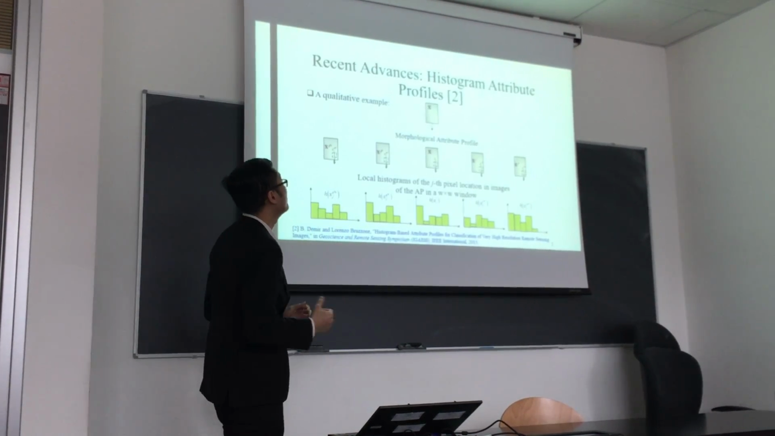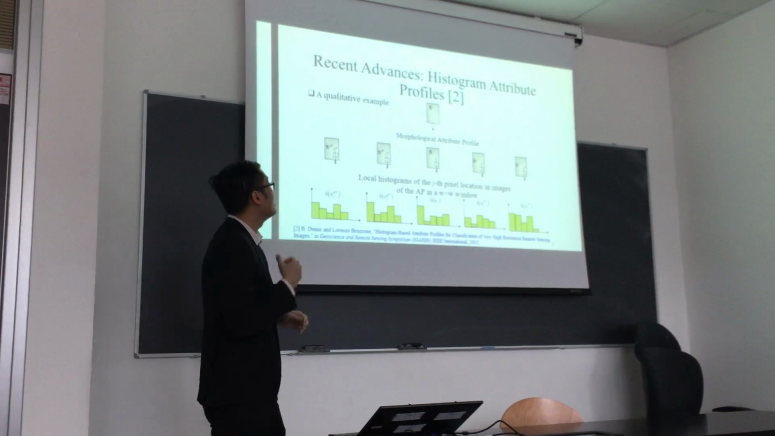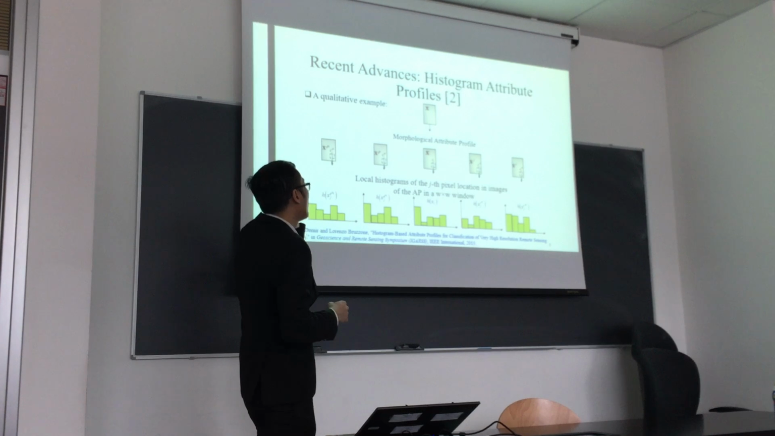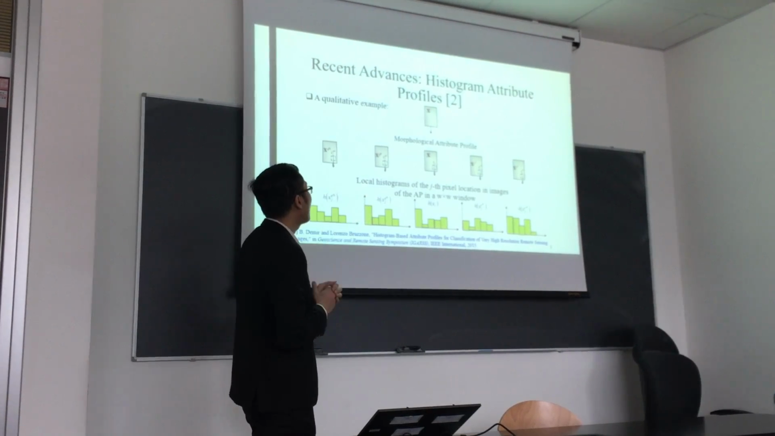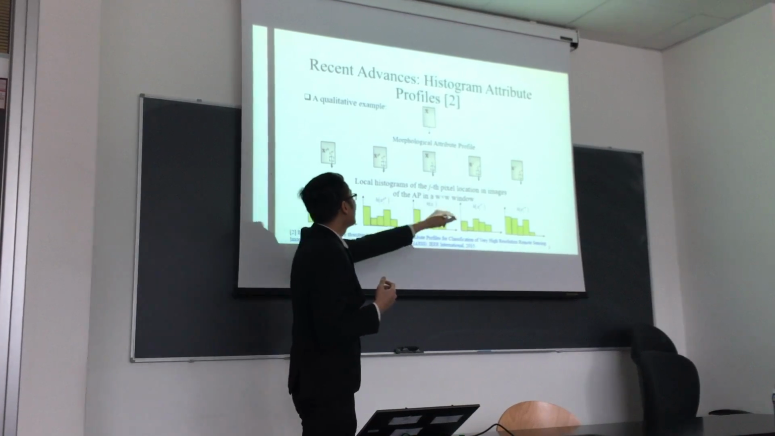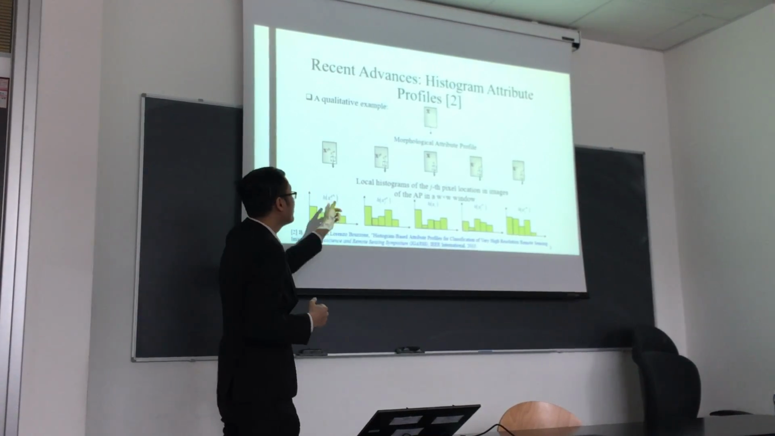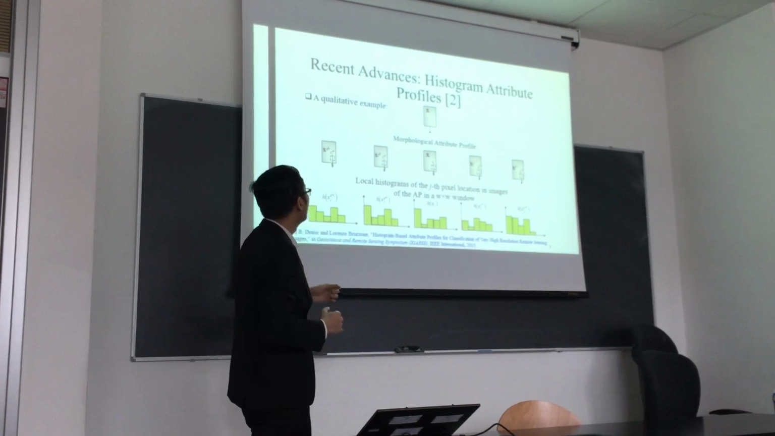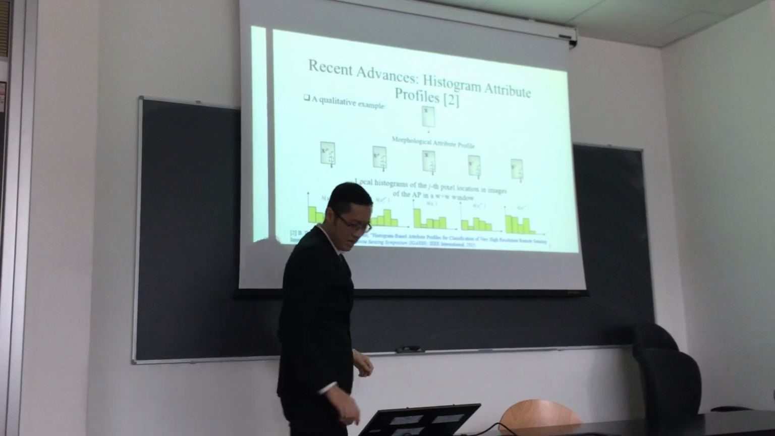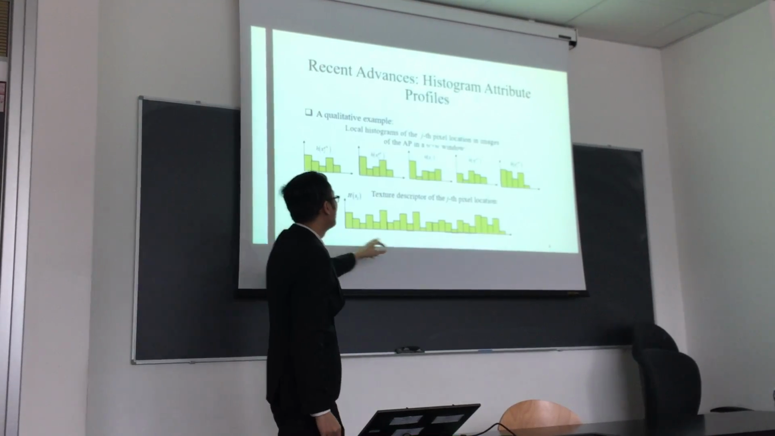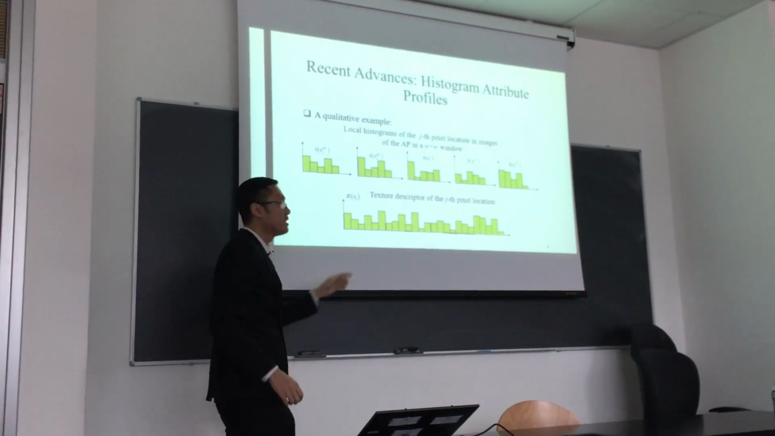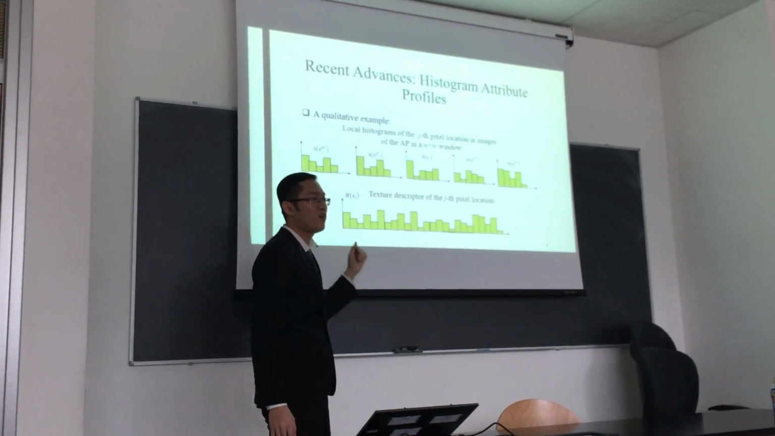So the histogram attribute profile was recently introduced in order to overcome that. You can see from the original image, after applying the attribute filter, we have a stack of filtered images, and then we estimate the local histogram for each pixel, and finally we stack them into one texture descriptor vector, and then use this descriptor for classification.